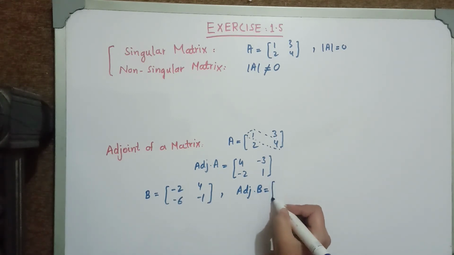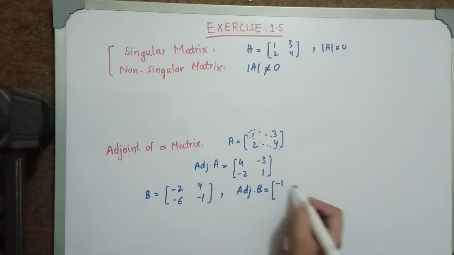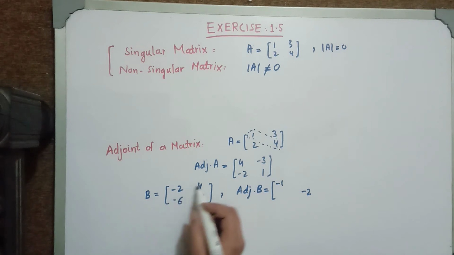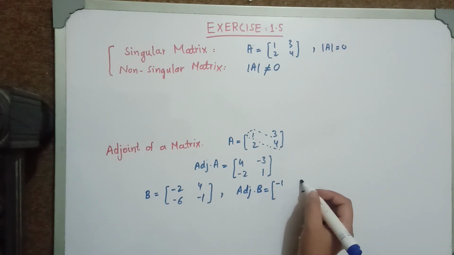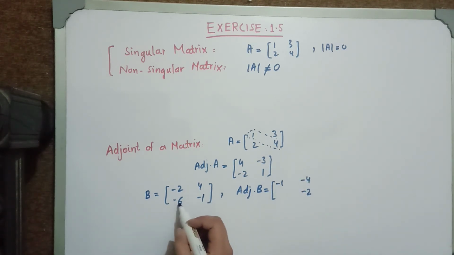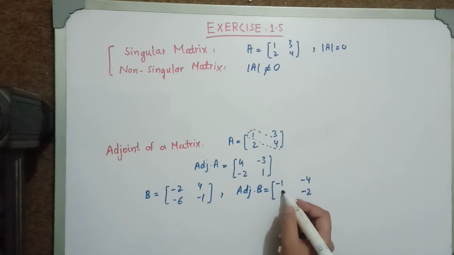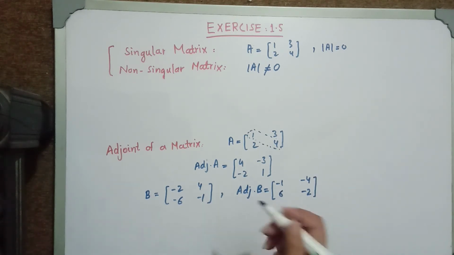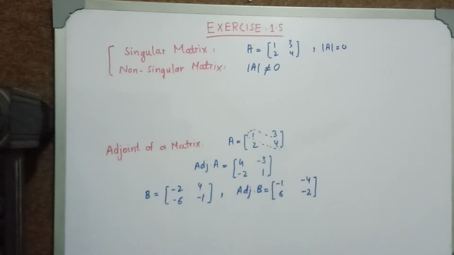So adjoint of B will be -1, -2. Now with the second diagonal, we change the signs of these entries. Like 4 is positive, it will become negative here, and 6 was negative, so here we will have +6. So this is the adjoint of B. It's very simple, right?